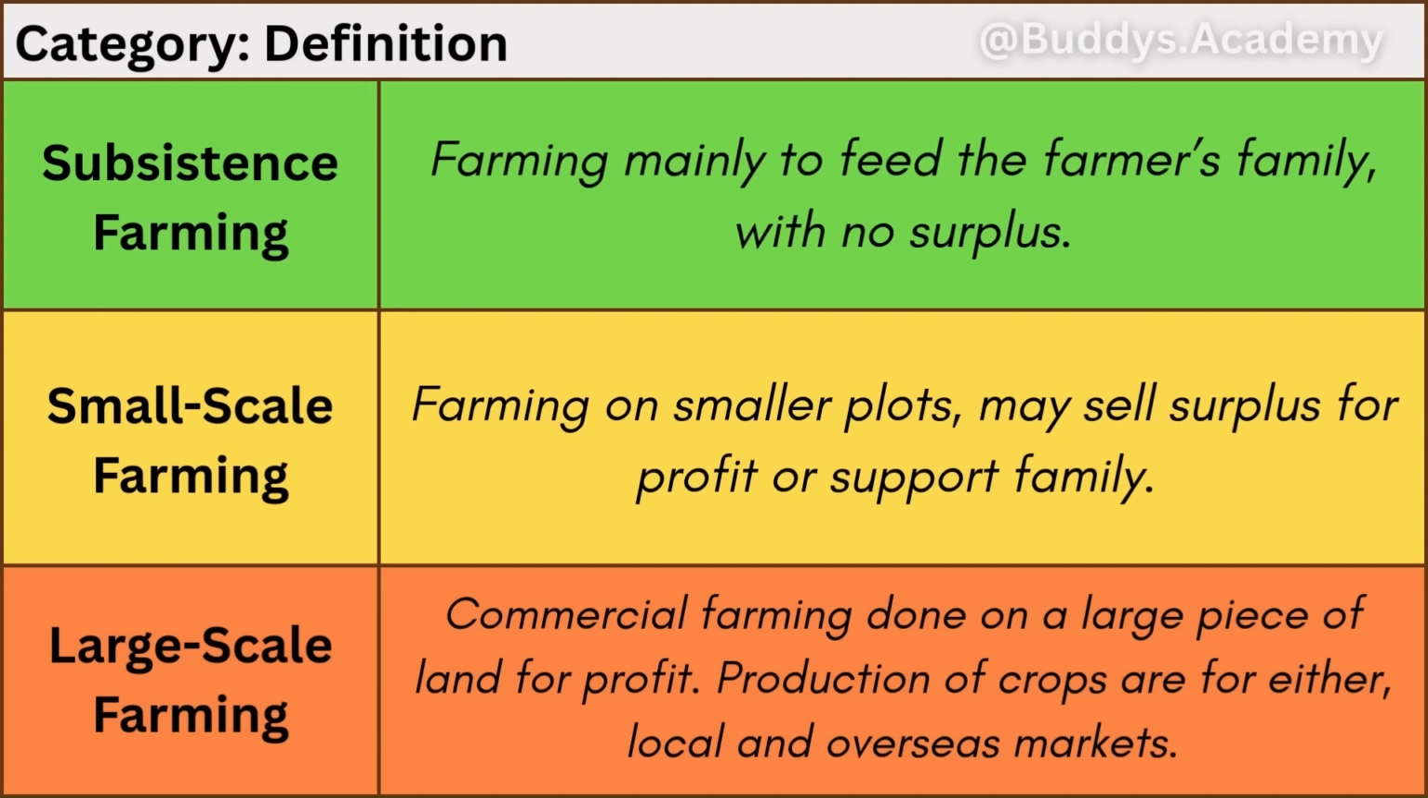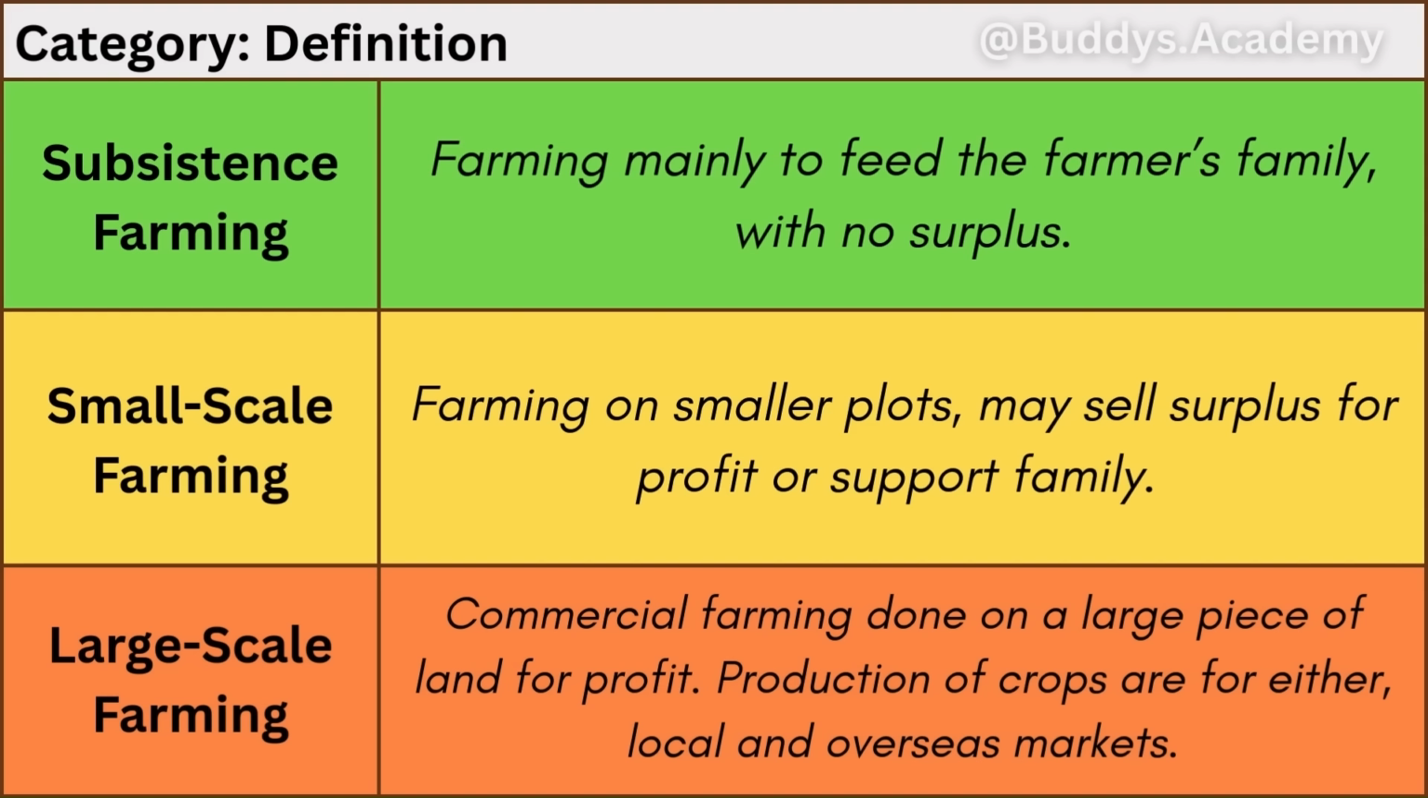Next, we have your small-scale farming, right? So this is farming that's going to be done on smaller plots, and you may sell the surplus for profit, or you can use it to support your family. Now that means that this farming is either going to be done on a commercial or a subsistence level.